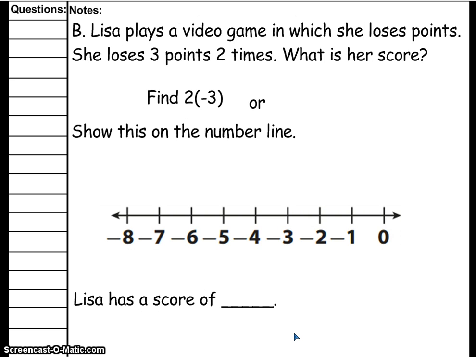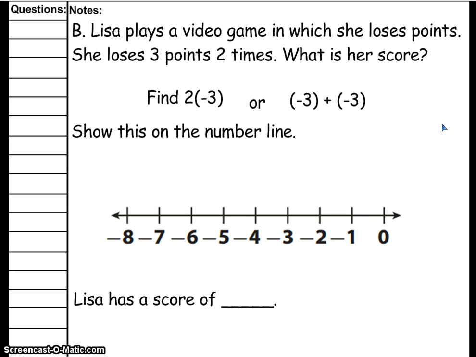Practice problem B. Lisa plays a video game in which she loses points. She loses 3 points 2 times. What is her score? The multiplication sentence for this is 2 times negative 3 because she loses 3 points and she does that 2 times. So you multiply 2 times negative 3. Or in repeated addition, it's negative 3 plus negative 3.